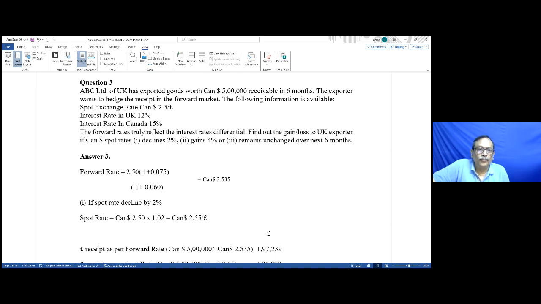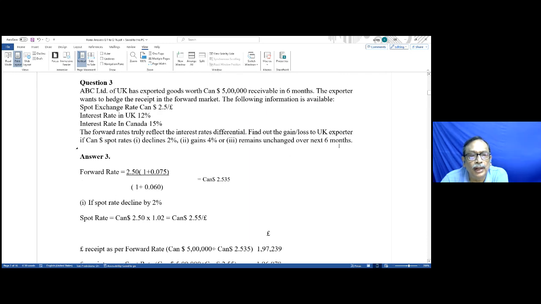Spot rate is given, and we have calculated the forward rate taking into account interest rate in Canada for 6 months and also interest rate in UK for 6 months, so that we can get the forward rate as Canadian dollar 2.535. Now we are coming to answer the questions. Remember, these questions are totally independent.